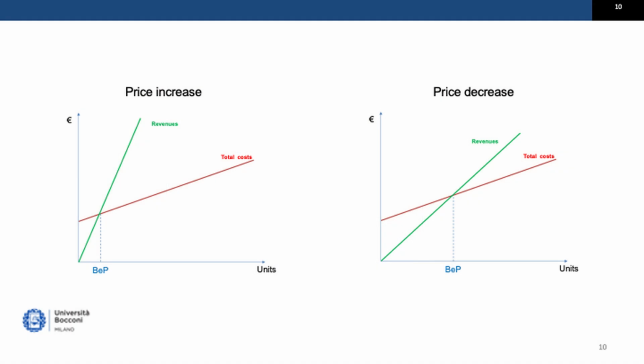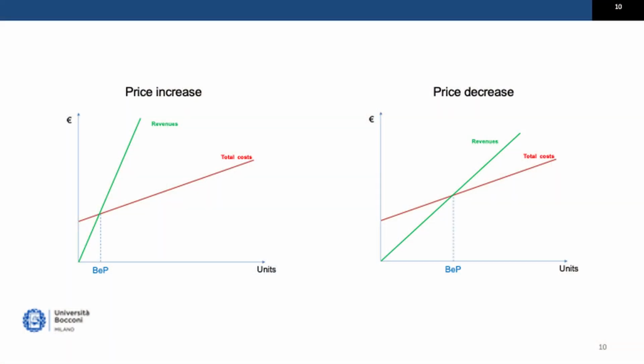You can see this looking at these two graphs. When you compare a price increase and a price decrease, you can see that when the price increases, we need to sell fewer units before starting to get profits. When the price decreases, we need to sell more units before starting to get profit. And this is because of the mechanism of the contribution margin. Obviously, we are assuming that the total cost remains the same.